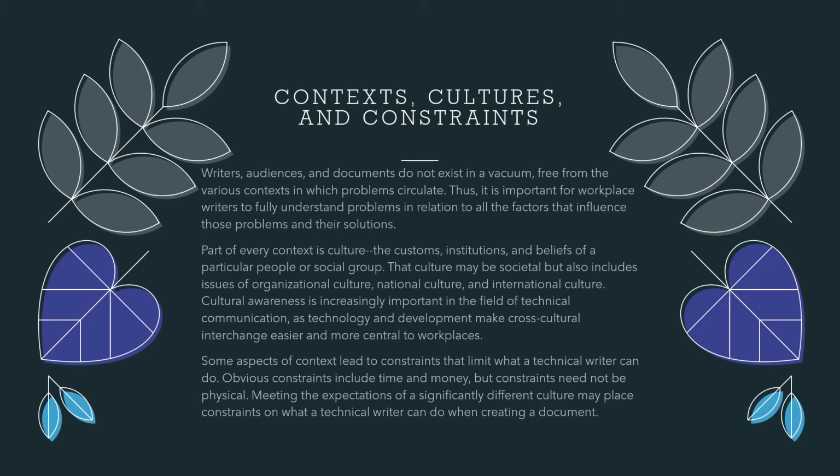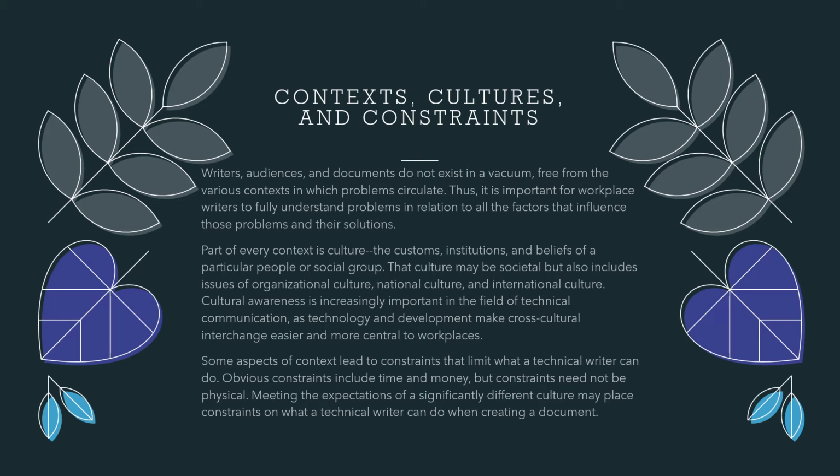Some aspects of context lead to what we call constraints, and constraints are things that limit what a technical writer can do. Obvious constraints include time and money, right? Some people say, if you had all the money in the world, you could solve any problem, right? But nobody has all the money in the world, right? These are realistic constraints. Maybe you need to produce a document that does a certain thing, but you don't have money to print it. So how are you going to distribute it, right? These are constraints to a particular writing project.